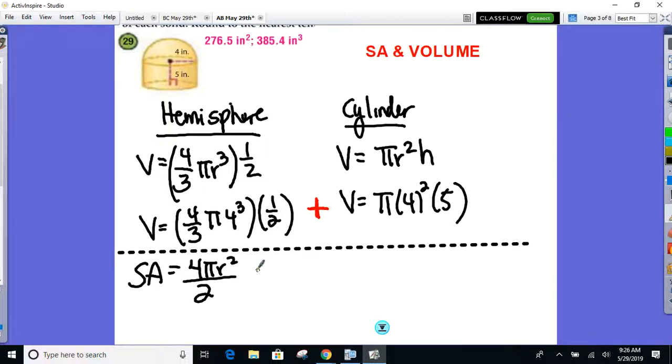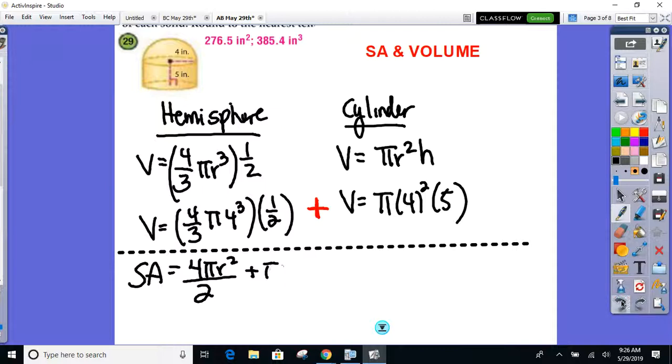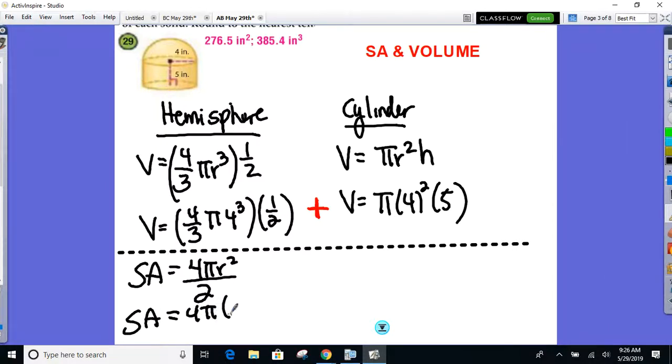Does everyone see why I'm not going to add in pi r squared in this case like we did yesterday at the end of class? We're okay there. It's covered up. Can't count it for surface area. It's covered up. And I'm not going to ask again. You already told me what the radius was. So I'm going to do 4 pi 4 squared divided by 2. So there's the hemisphere.